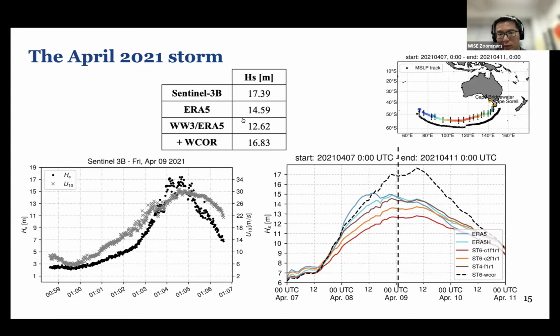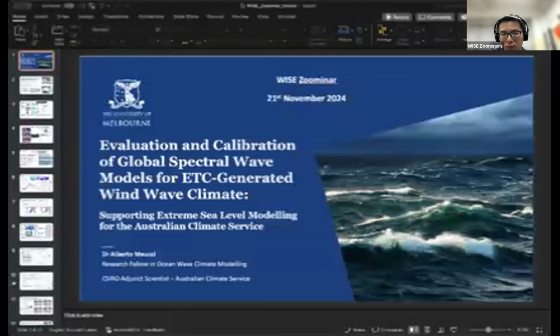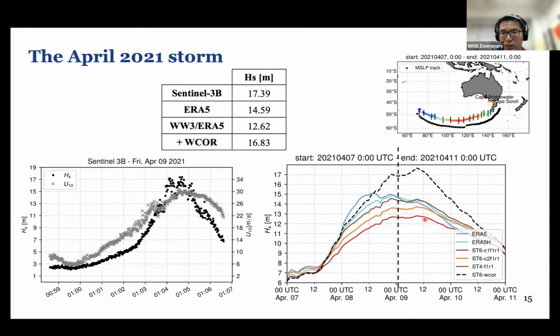Okay, so for this slide, when you backtrack the wave event, can you find the source of the storm? Does it agree well with the weather chart?